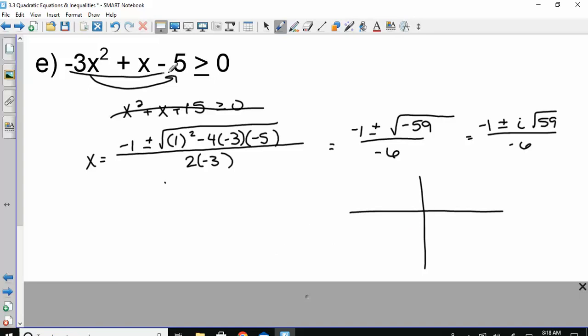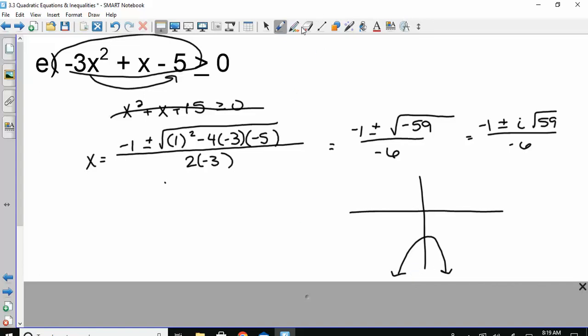Graph it on your calculator real quick and just double check that. If you put in your negative 3x squared plus x minus 5, you don't touch the x-axis. Graph the original. It doesn't touch the x-axis. So we just get something like this, right?